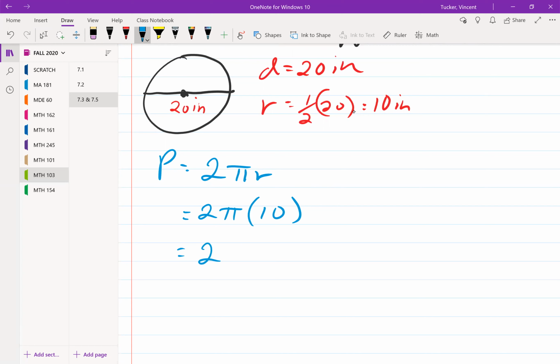And we can simplify this. Remember, I talked to you already about how multiplication is commutative and associative. Multiplication is associative. This is an example of the property we use. In other words, I can multiply the 2 times the 10 first, and so that'll be 20 pi.